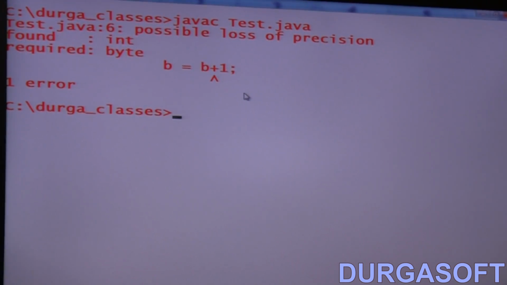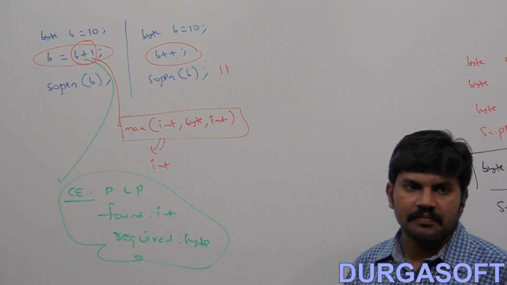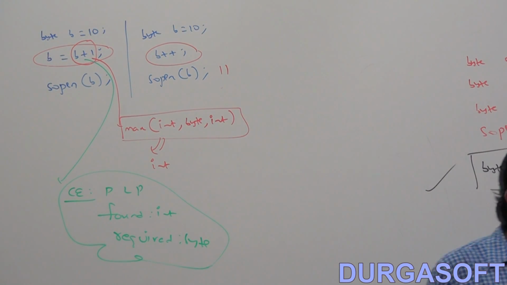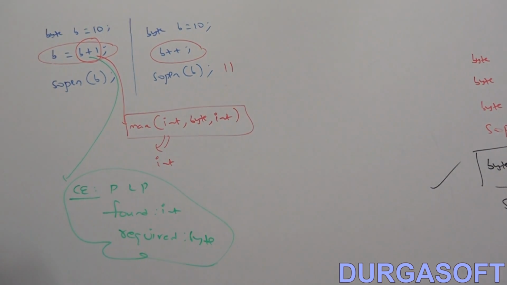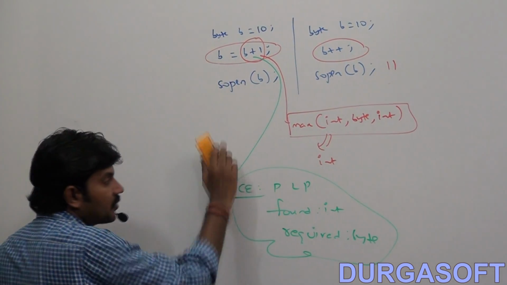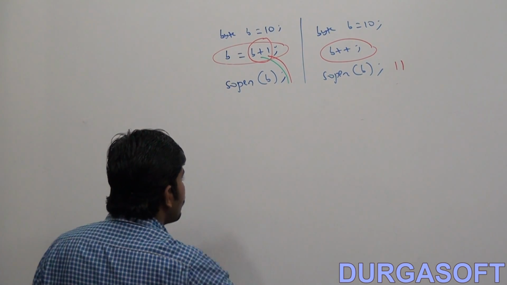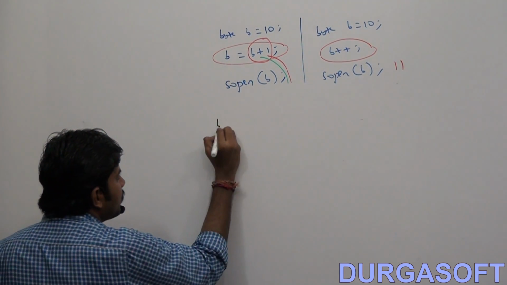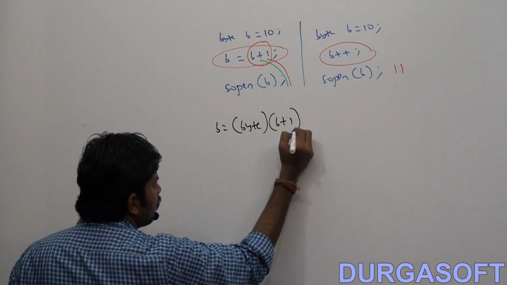So in the first case, why are we getting the compile time error? Now the concept is clear. But can you tell how we can solve this problem? There is a way, you know. Only the first part is completed. Can you spell out how we can solve this problem? Typecasting: b is equal to byte of b plus 1.